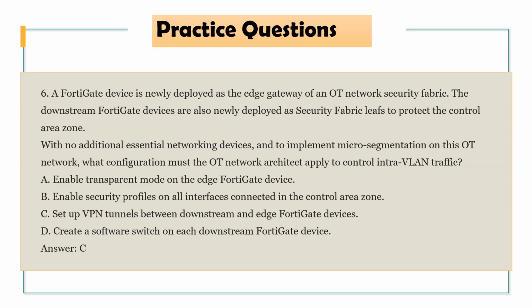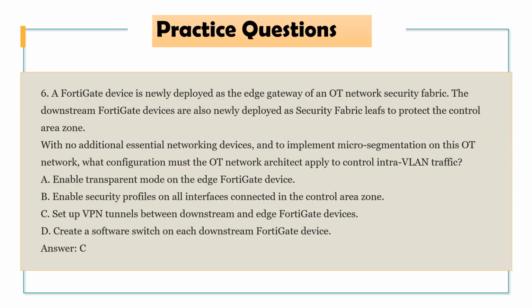6. A FortiGate device is newly deployed as the edge gateway of an OT network security fabric. The downstream FortiGate devices are also newly deployed as security fabric leafs to protect the control area zone. With no additional essential networking devices, and to implement micro-segmentation on this OT network, what configuration must the OT network architect apply to control intra-VLAN traffic?